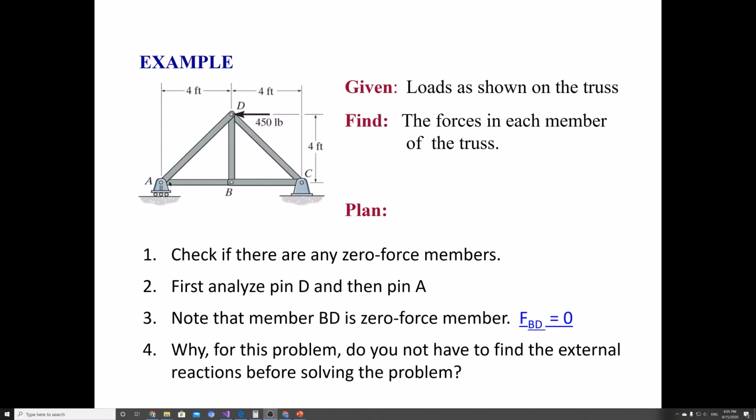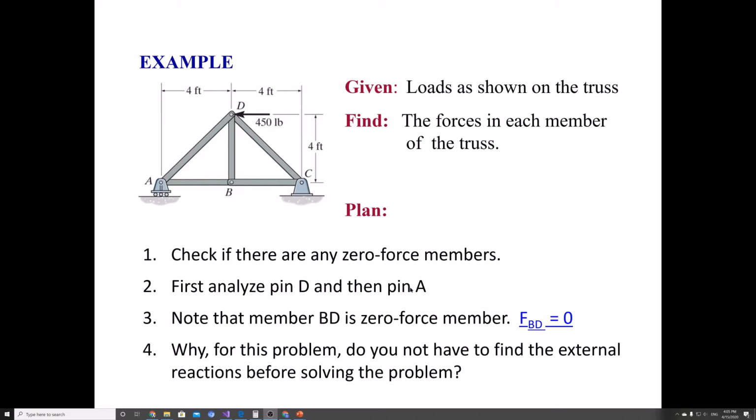Basically, it's just going to simplify to this triangle. All right, so we found one. Analyze pin D, then A, because in this case we're looking for the force in each member of the truss. Well, this is zero force, that's no problem. And we recognize that this one is going to be straight across connected here to here. So really it's just from A to C if you want to think about it that way. So we have one here, and this long one here.